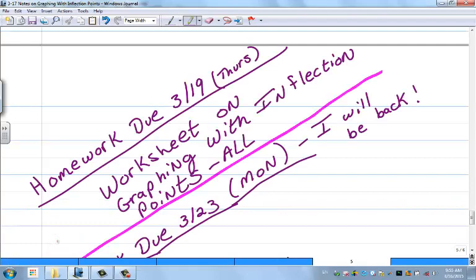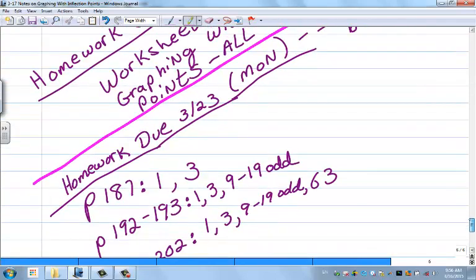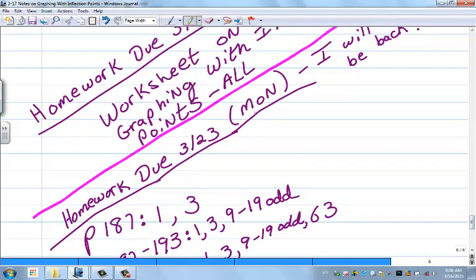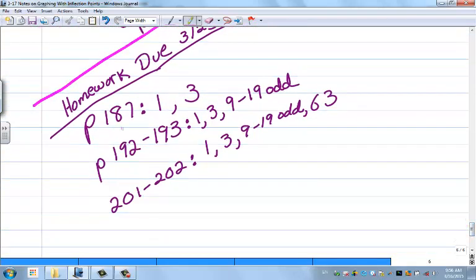Then on Thursday, there will be no lecture. There will be just work time, and of course Ms. Haney can go over the worksheet too. The homework that will be due on the 23rd, Monday, the day that I come back, will be page 187, numbers 1 and 3, page 192 to 193, 1, 3, 9 through 19, odd, and 201 to 202, 1, 3, and 9 through 19, odd, and 63. That's homework that will be due on Monday. It will be assigned on Thursday. There's no lecture for Thursday.